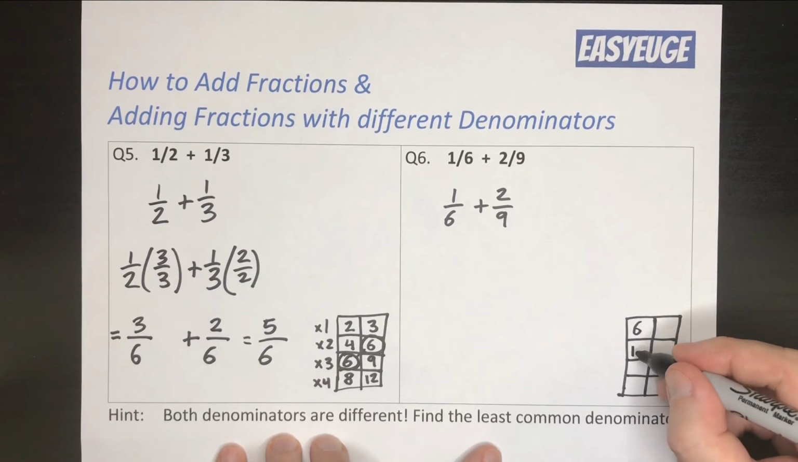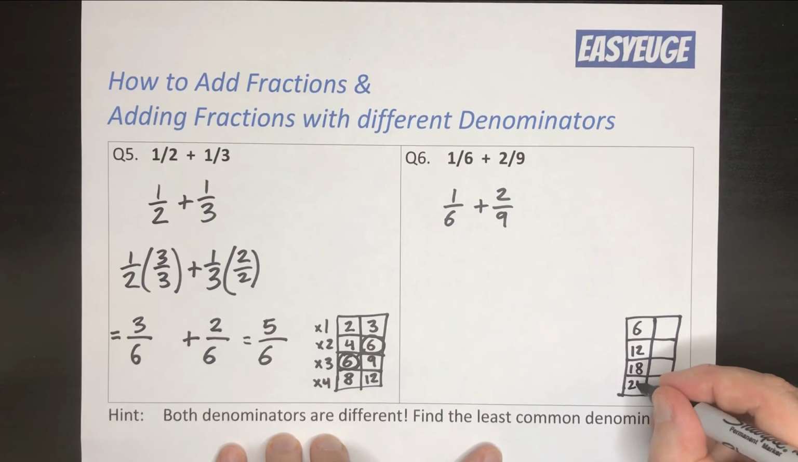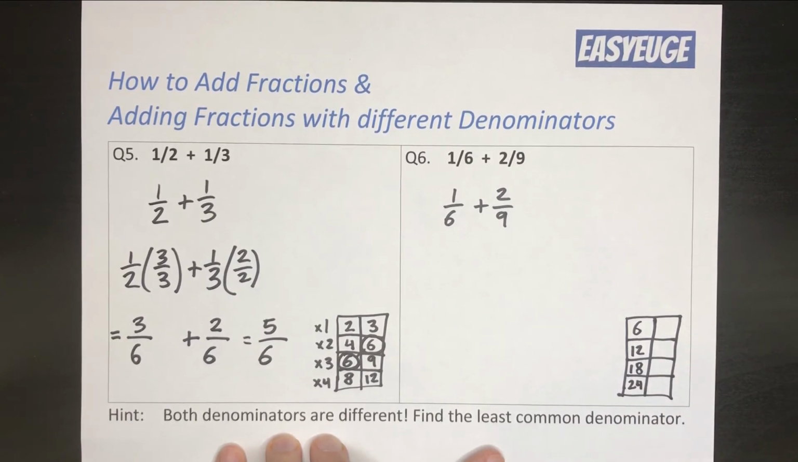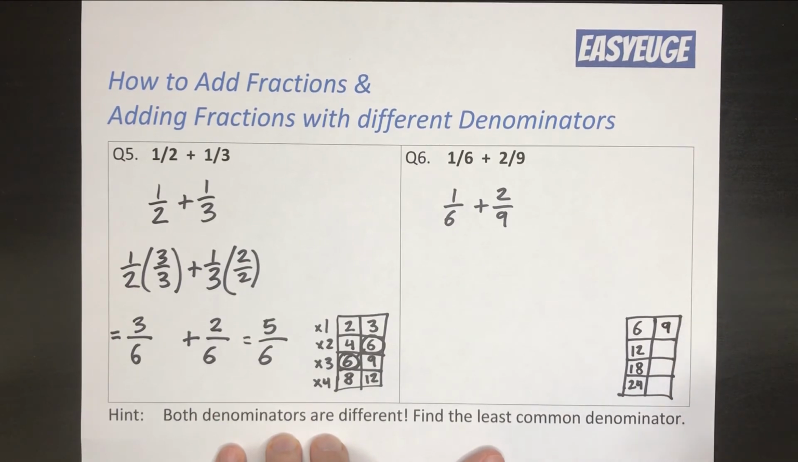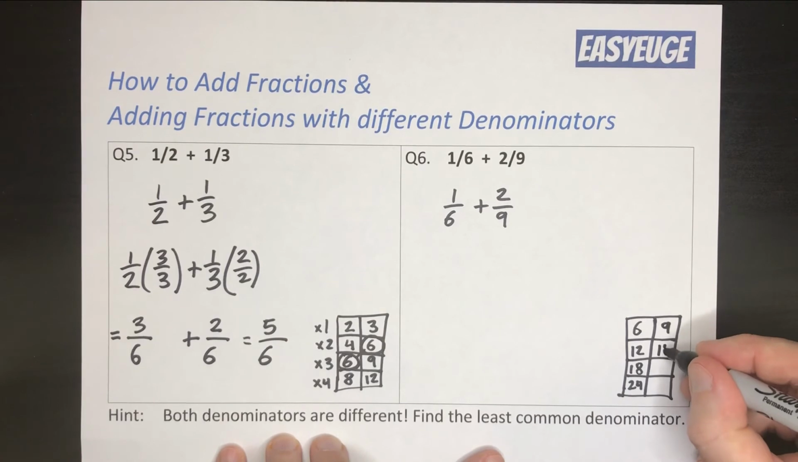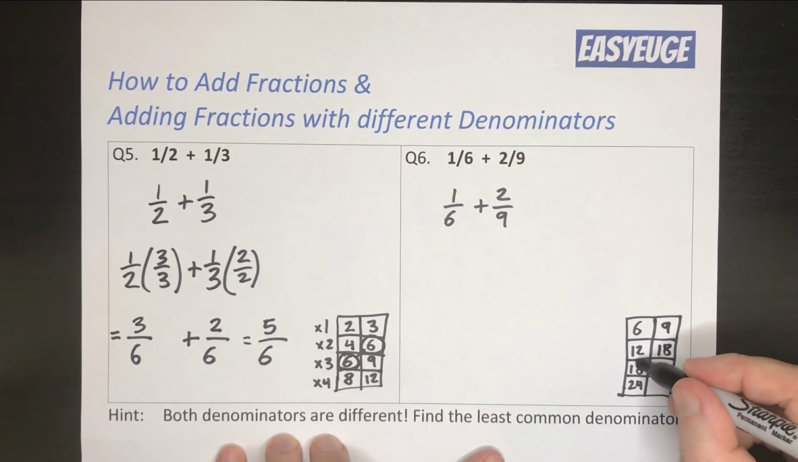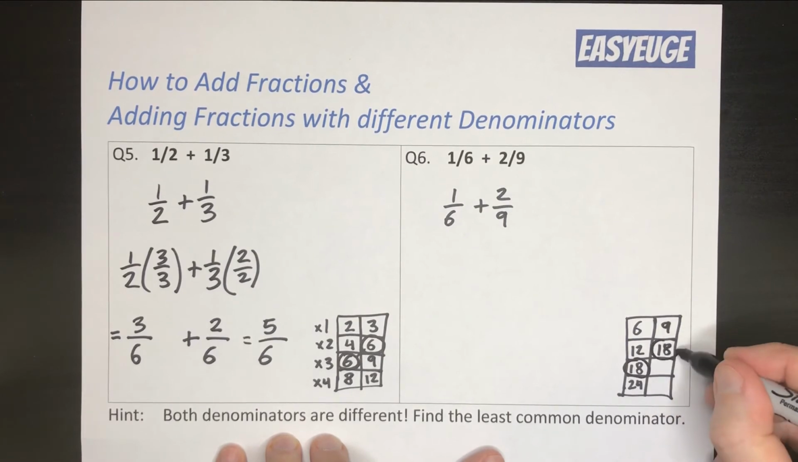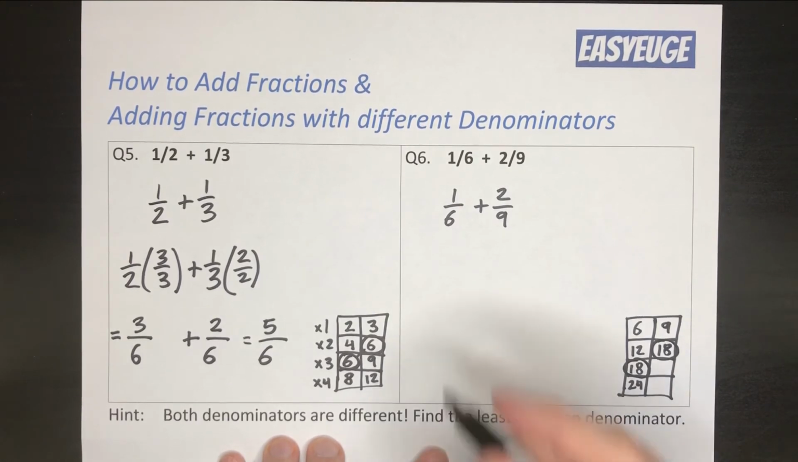6 plus 6 is 12, plus 6 is 18, plus 6 is 24. I'll stop there for a moment. Let's take the 9, we put that in the first box, and we just keep adding 9. 9 plus 9 is 18. Can we see a match yet? Oh look, there you go. 18 and 18 are a match. So we can turn both fractions into something over 18.